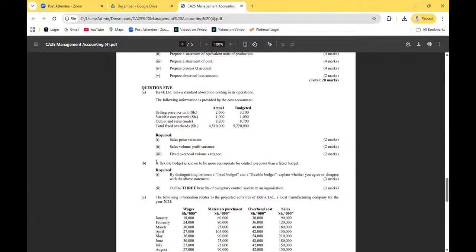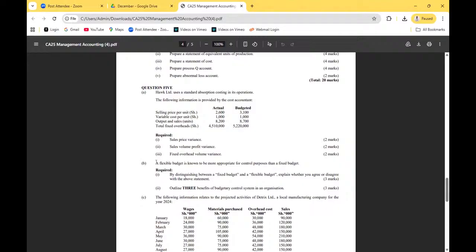So let's start with the first part. Can you distinguish between fixed budget and flexed budget? Anytime you are told to distinguish between item A and B, the first thing, start with the definition. That is a distinction, right? If you define the two items you are given there, already you've been able to give us the first difference. Then maybe you look at how they are used. Then you tell us why you think that this one is more advantageous than the other. So let's start with the definition.